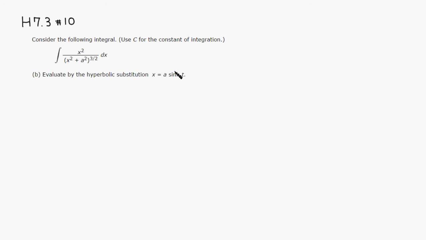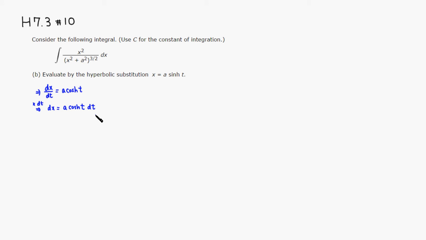The substitution is already there, so let's go through the derivative. Take the derivative of x with respect to t. So dx/dt is equal to the derivative of a hyperbolic sine of t, which is a hyperbolic cosine of t. Then multiply through by dt to get dx equals a hyperbolic cosine of t times dt.